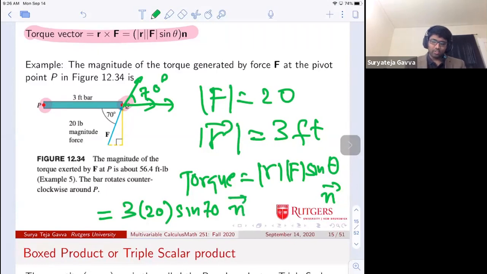The vector in this case, r cross F, will be inside the plane of the picture that you see. So when you do r cross F, you will go inside the plane. That is the direction of the torque, and the magnitude is 3 times 20 times sine 70 degrees. Okay, so that's how you compute torques, and these are important for physics purposes.